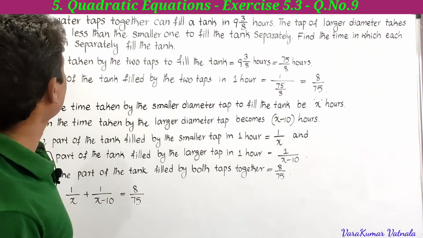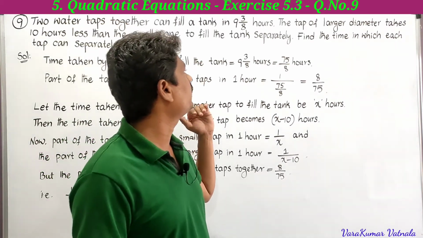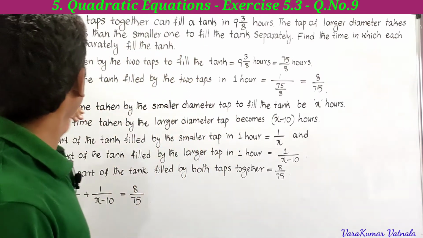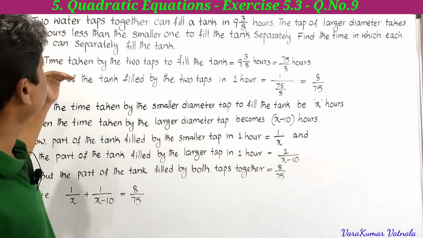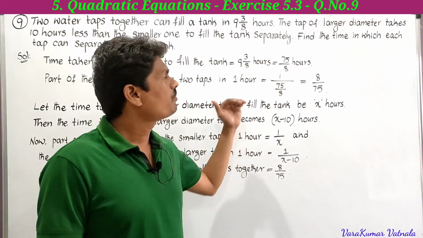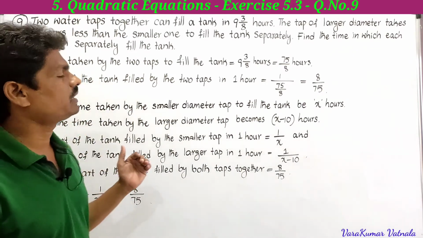2 water taps together can fill a tank in 9 and 3/8 hours. The tap of larger diameter takes 10 hours less than the smaller one to fill the tank separately. Find the time in which each tap can separately fill the tank.